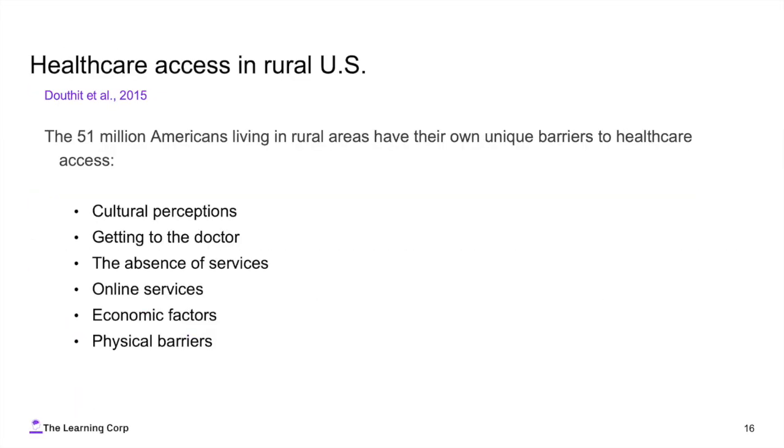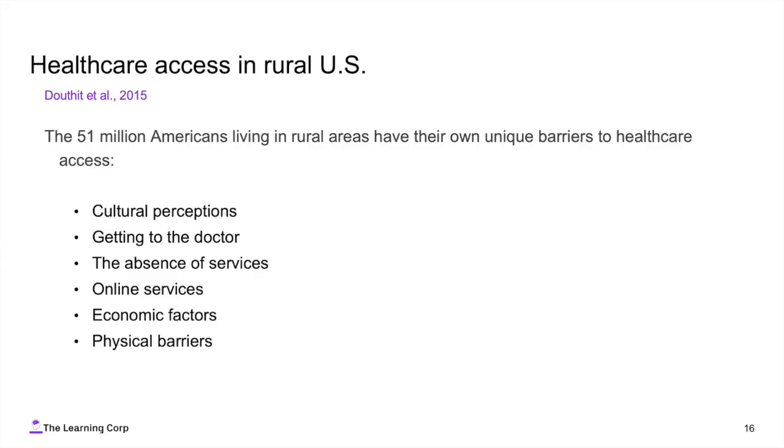There's a great paper by Dutha et al. in 2015 who wrote about how there are 51 million Americans living in rural America, but they have their own unique barriers to accessing healthcare. While not everyone in rural America experiences these barriers, the paper talks about cultural perceptions, online services, getting to the doctor, or absence of services. And so I just want to take a moment to expand upon this.